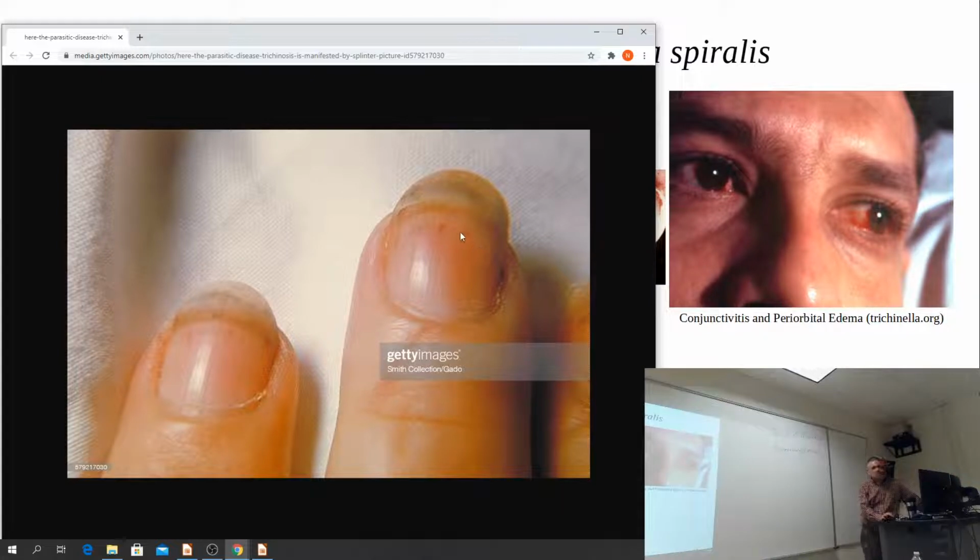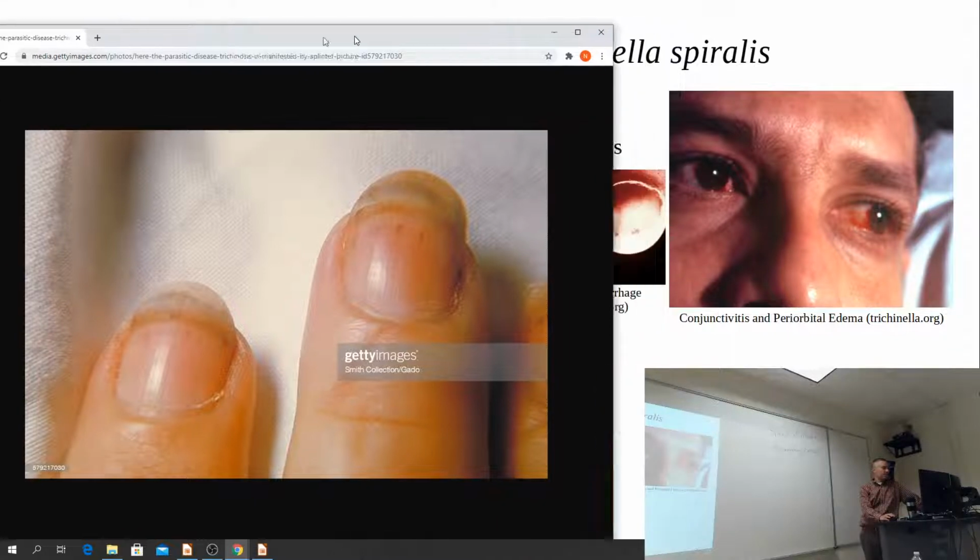Splinter hemorrhages kind of makes it look like it's a splinter underneath the nails. All right. Sometimes you get it. I mean, I've had it. Smash your finger in a door or something like that. You can have hemorrhages under the nail bed. But these things, again, coupled with maybe muscle pain, maybe with some fever, you might have trichinella.